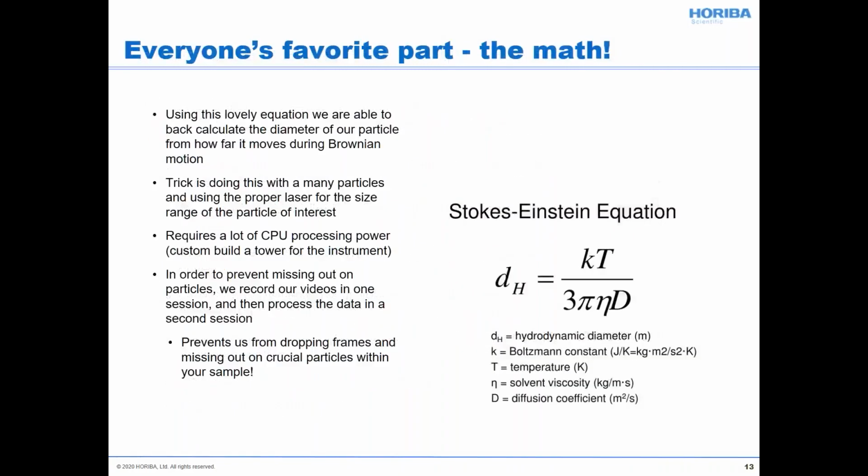Okay, Sean's comment, everyone's favorite part, the math, and he is right, and it is all handled by the computer. Really, at the end of the day, you're using a Stokes-Einstein relationship to get from particle motion, which gets you particle diffusion, to get particle size of hydrodynamic diameter. We're going to track many particles. We're going to decide which of the 3 data sets.